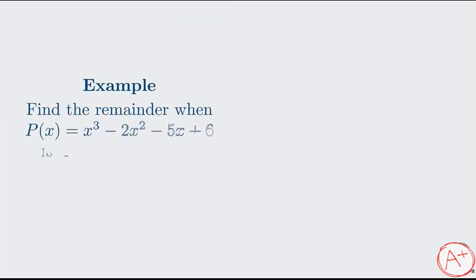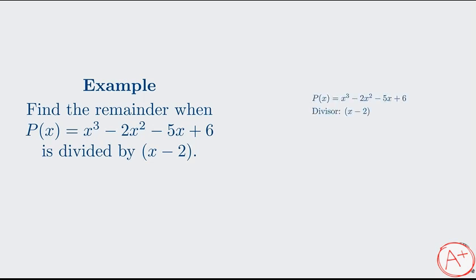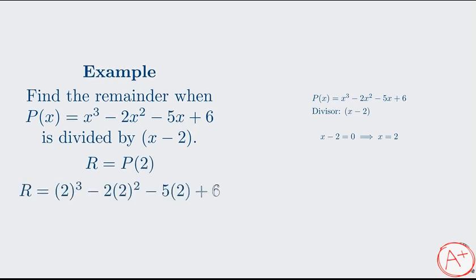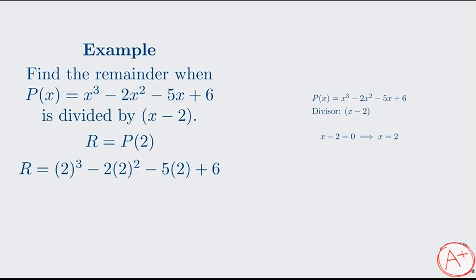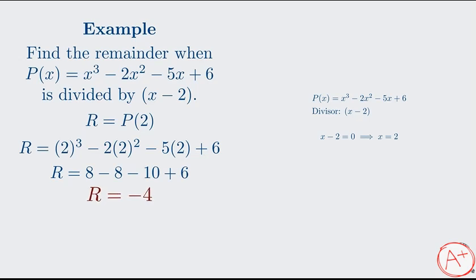Find the remainder when p of x equals x cubed minus 2x squared minus 5x plus 6 is divided by x minus 2. According to the theorem, we set the divisor to 0. X minus 2 equals 0 gives us x equals 2. Now, we substitute 2 into our polynomial. The remainder r is 2 cubed minus 2 times 2 squared minus 5 times 2 plus 6. Expanding this, we get 8 minus 8 minus 10 plus 6. The remainder is negative 4.